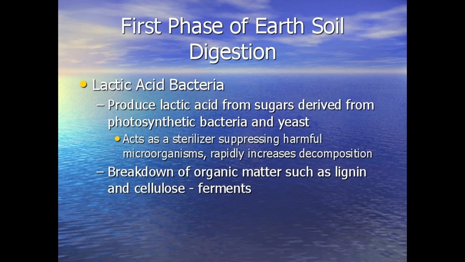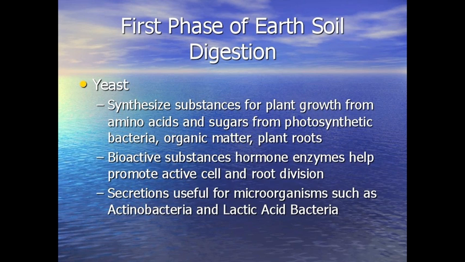Lactic acid bacteria produce lactic acid from sugars derived from photosynthetic bacteria and yeast. They act as stabilizers, suppressing harmful microorganisms, and rapidly increase decomposition and the breakdown of organic matter such as lignin and cellulose. It does this by fermenting it. So lignin and cellulose are hard to digest. They're the tough particles. That's what provides fiber in your diet. Those are basically fiber for us.